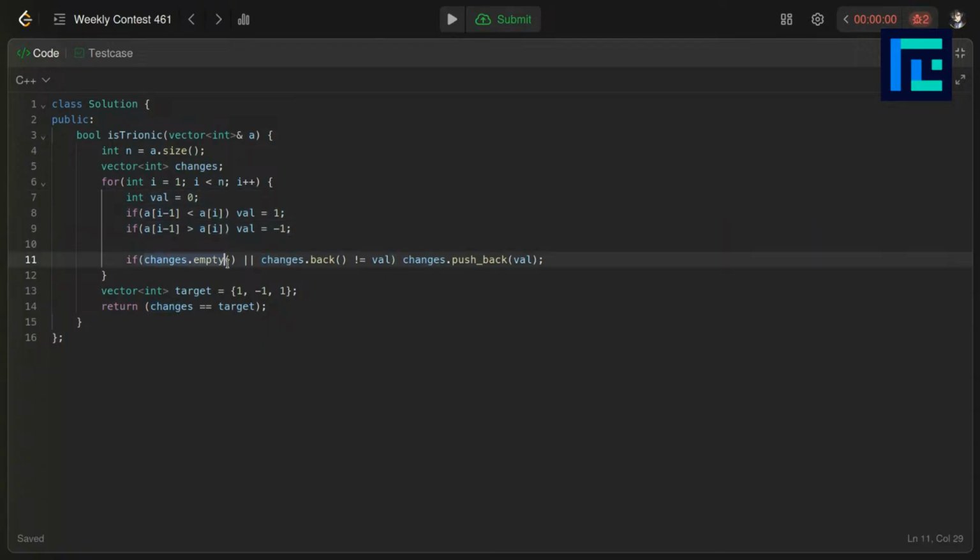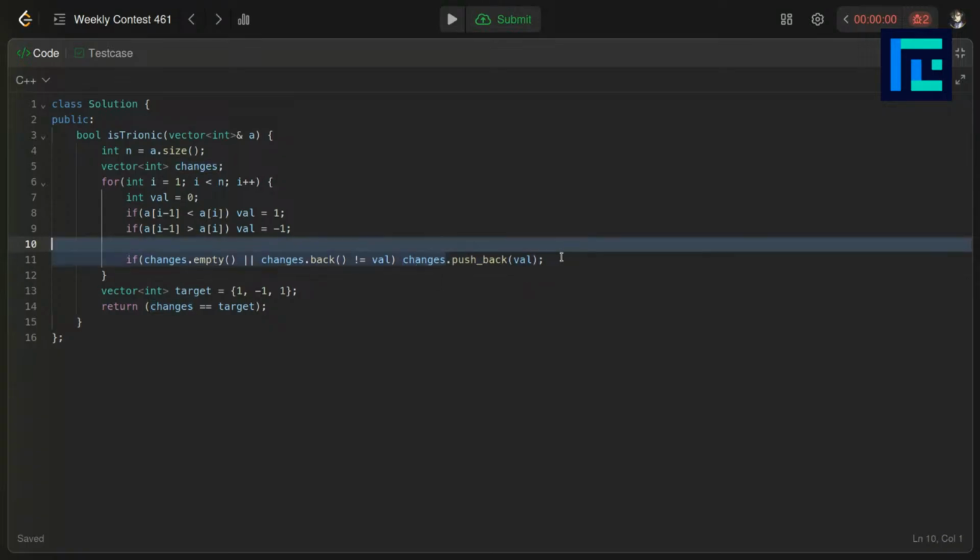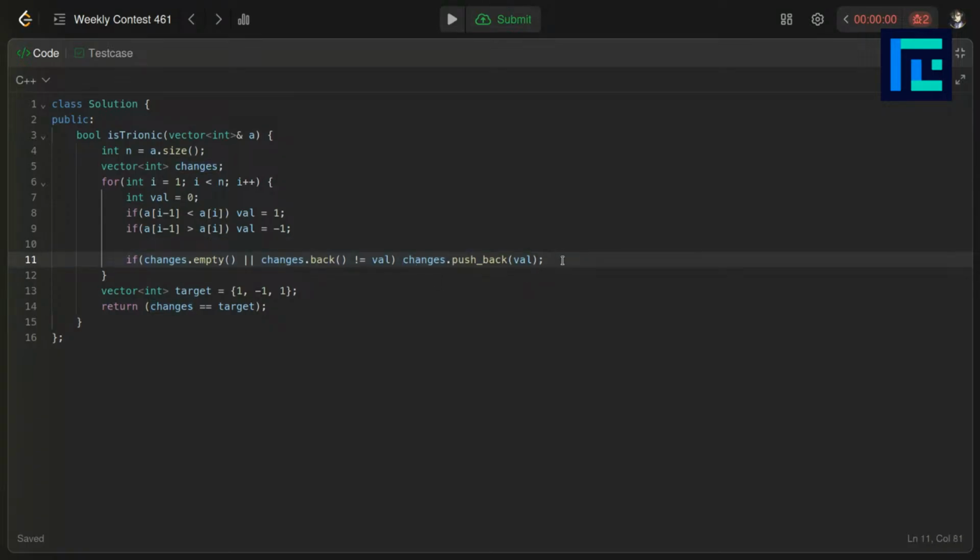If the changes array is empty, or if the last value is not equal to the value which we're going to insert, we insert it, right? So we don't want to insert two values which are the same one after the other, because we need to know the broad picture. We don't need to know the local pictures, right, of what is going on.